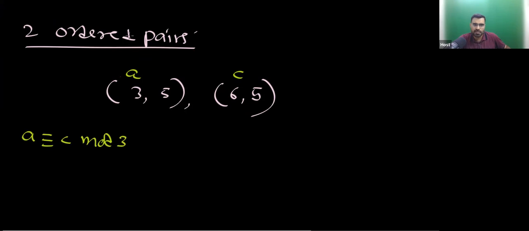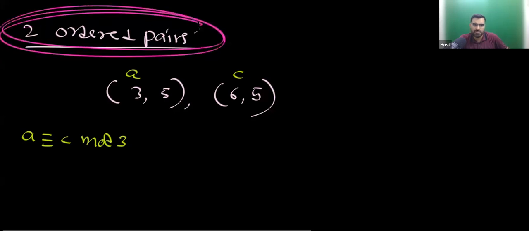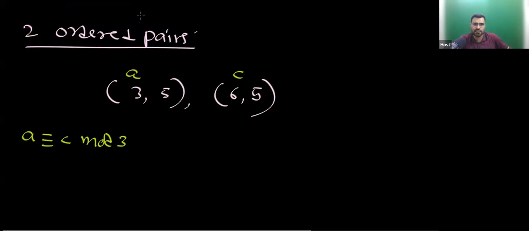So can I say that this answer is correct? That with 2 ordered pairs you can guarantee? The answer is no. See, this is a possibility.